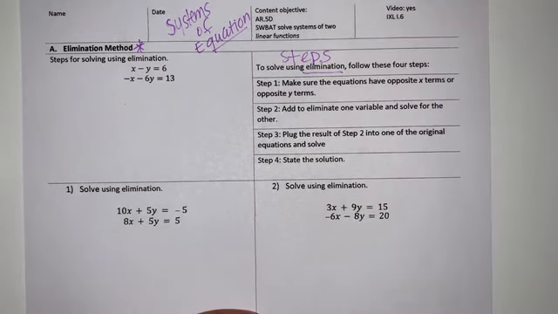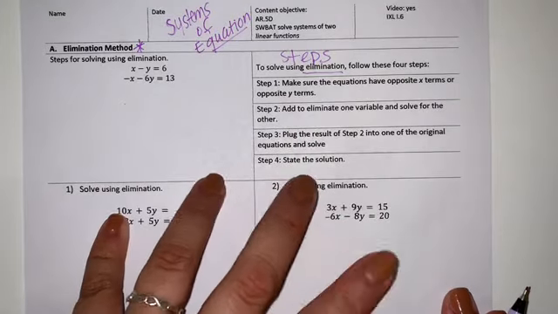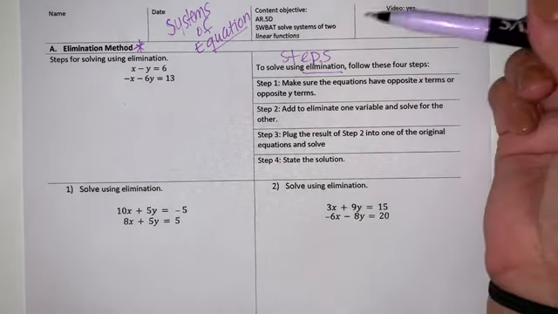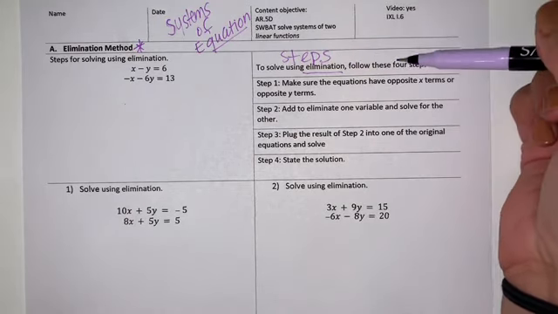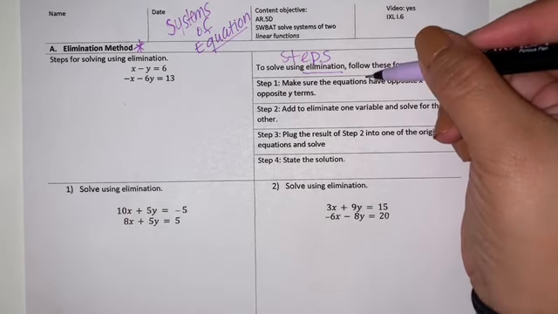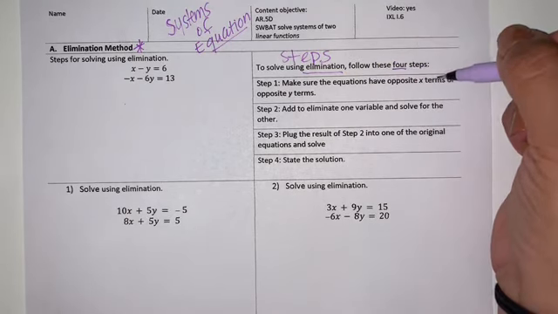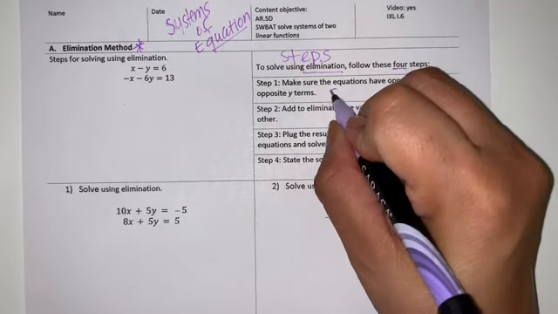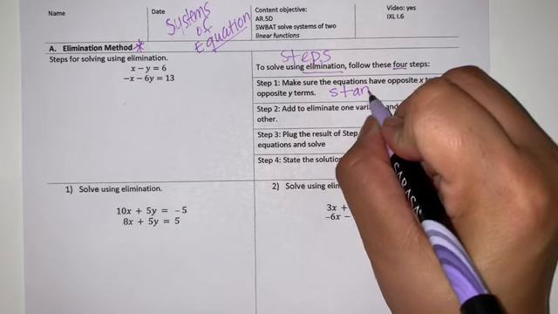Elimination is very technical, so you're going to have 5 different examples that are very dense, and we're just going to kind of go from there. So to solve using elimination, follow these 4 steps. Make sure the equations have opposite x terms or opposite y terms. We also need to add that they need to be in standard form.